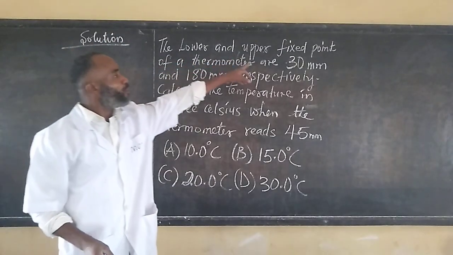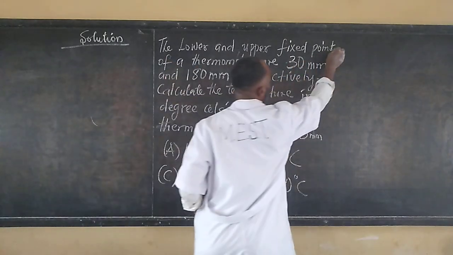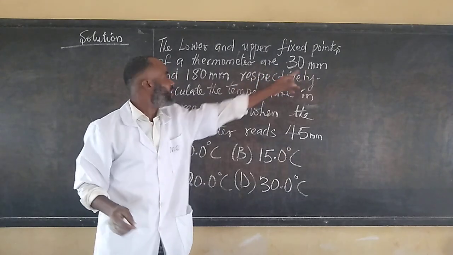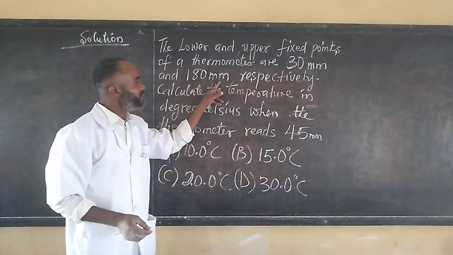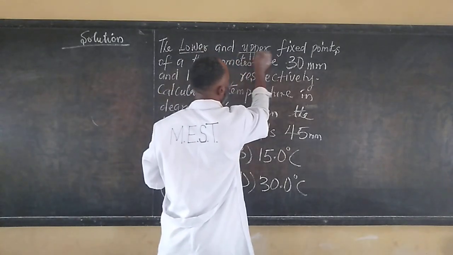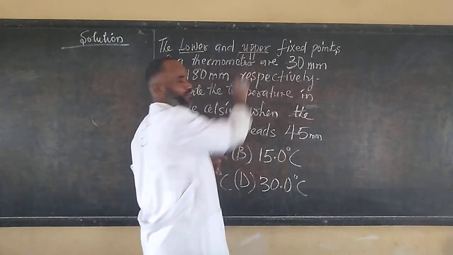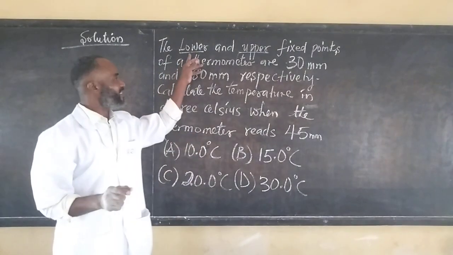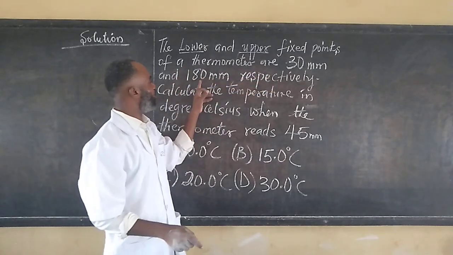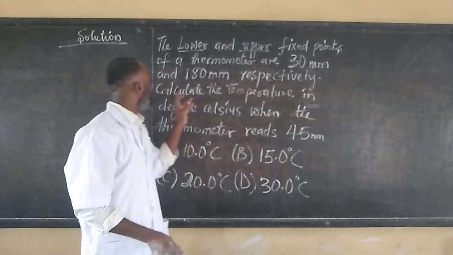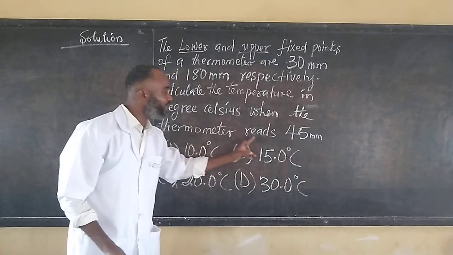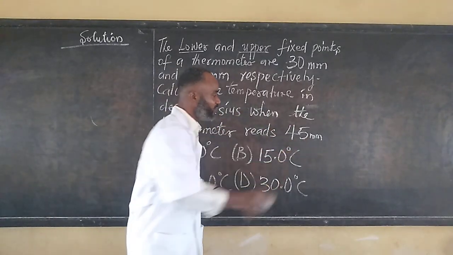The lower and upper fixed points of a thermometer are 30 millimeters and 180 millimeters respectively. Take notes. Lower and upper, ice and steam. That's what you should know. Ice and steam fixed points of a thermometer are 30 and 180 millimeters respectively. Calculate the temperature in degrees Celsius when the thermometer reads 45 millimeters.